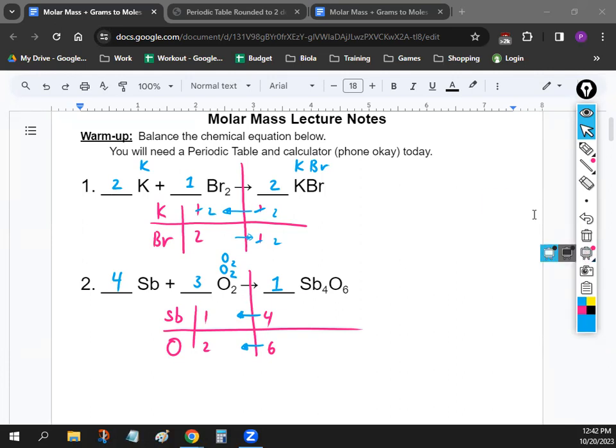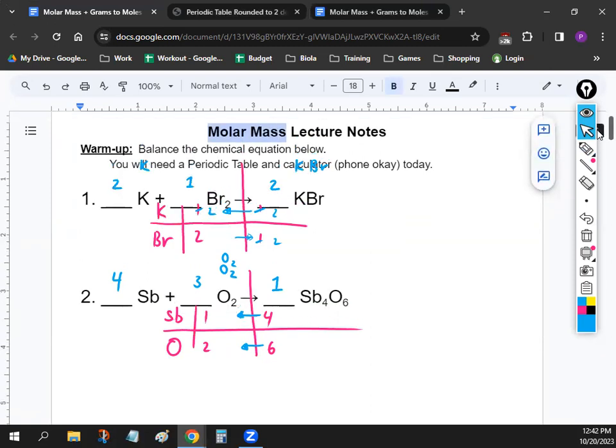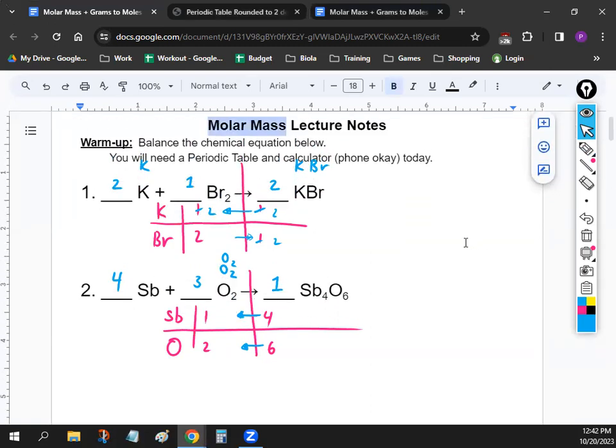Alrighty, let's move on to the new material. I want you to write the title of the lecture. It's called Molar Mass. Okay, so write down the title of the lecture. It's called Molar Mass. And we're going to be talking about a very important concept in chemistry today. And you need your periodic tables. Just make sure you have your periodic table handy today.